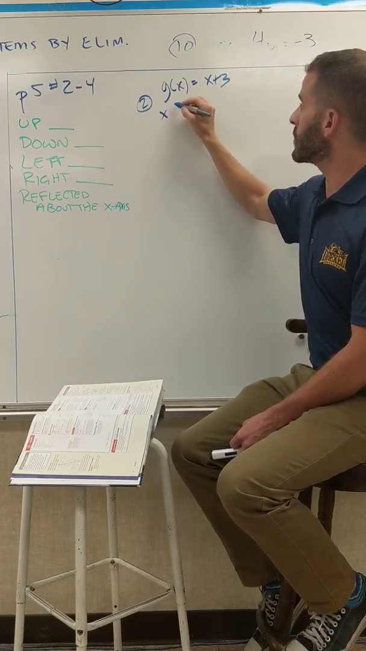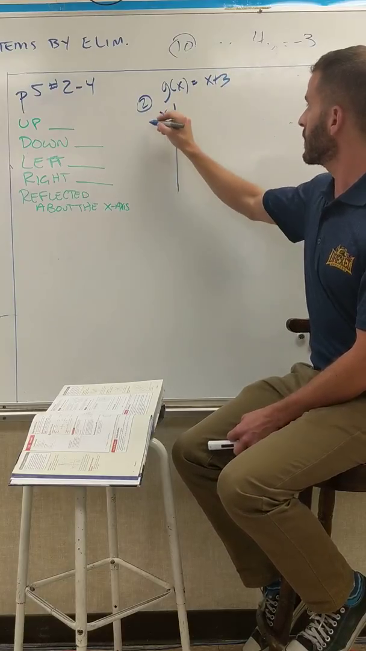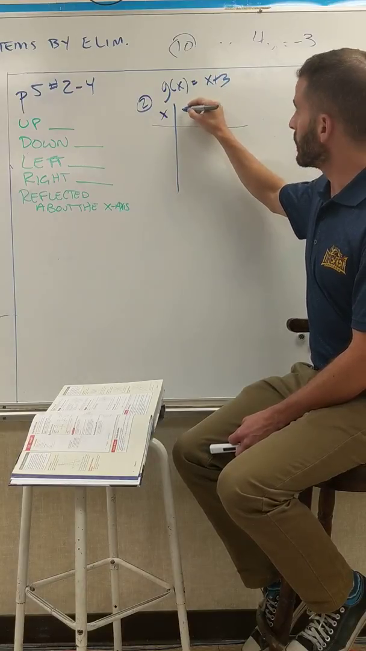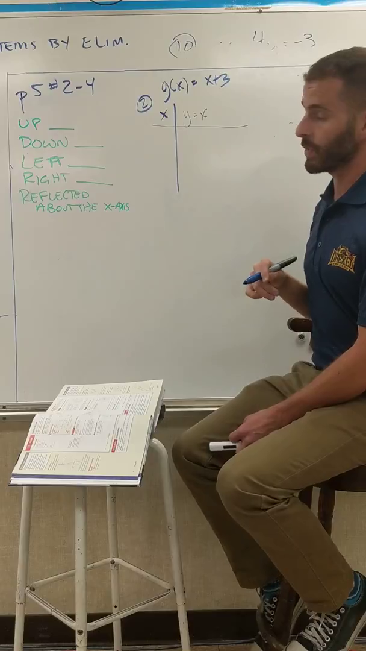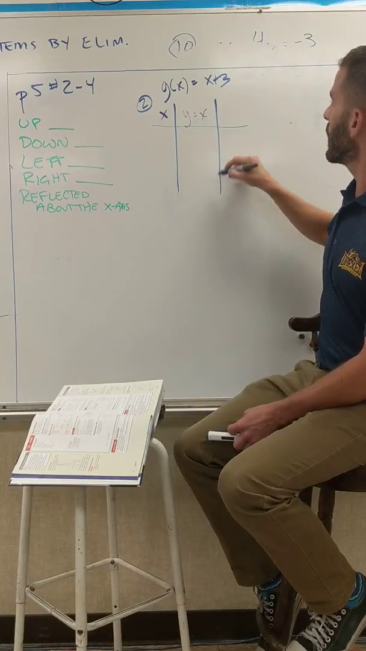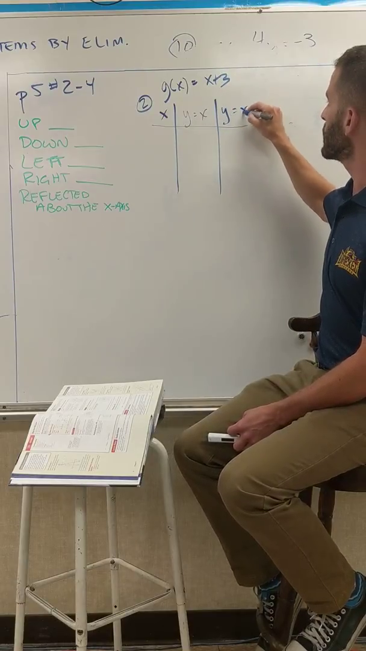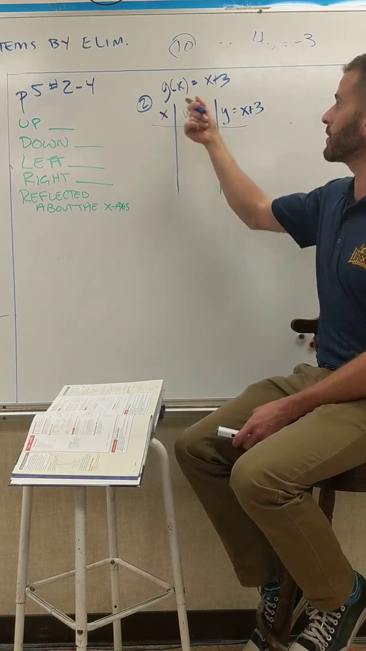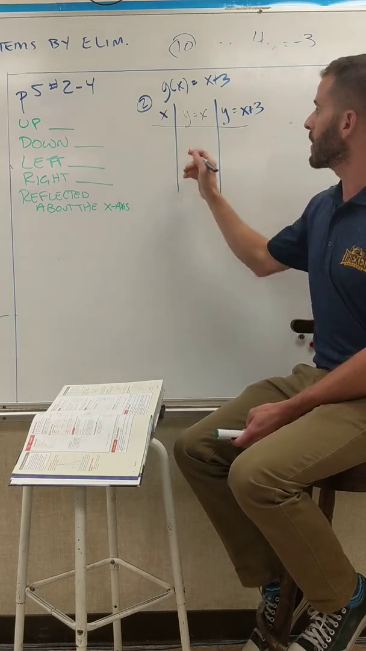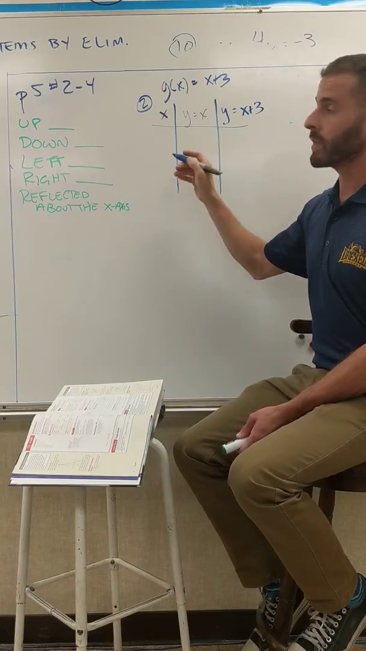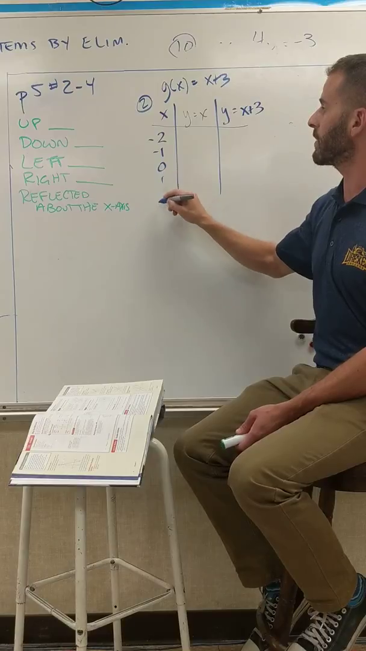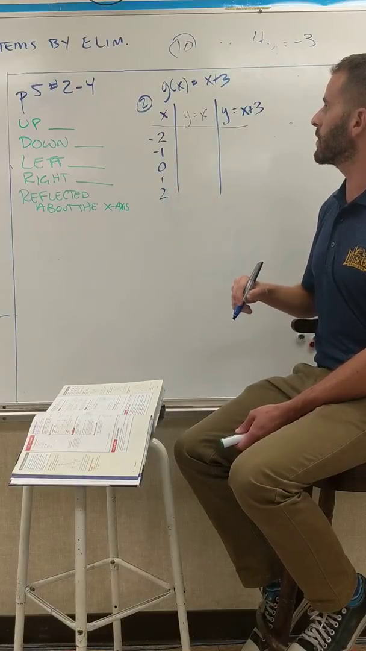So in my T chart, I'm going to have x, y equals x, which is the parent function, and then y equals x plus 3, which is the question that we have. Remember, g of x and y are interchangeable. I'm going to pick 5 points. The most common and easy to use points are -2, -1, 0, 1, and 2.